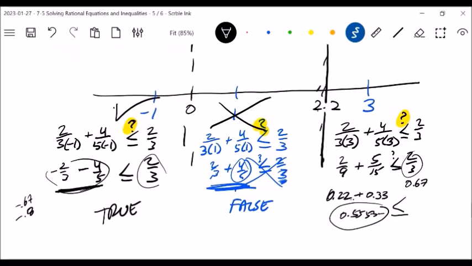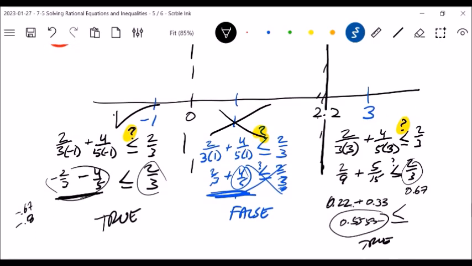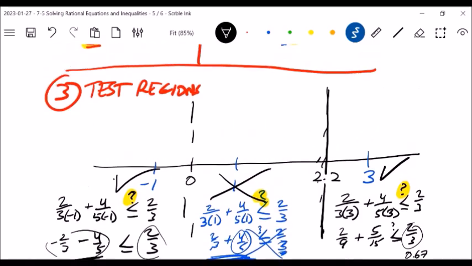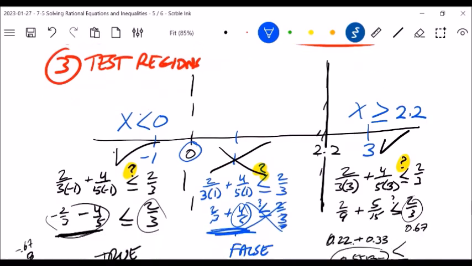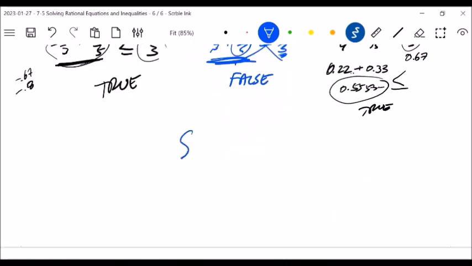So that means that this side is true, that the 2/3 is greater than the left side. And so over here, I'll put a check. So this up here, I now know based on the 0 that the x's that are less than 0 are going to be good ones for this. And the x's that are greater than or equal to 2.2 are correct as well. So the way we show this is we come down, we put brackets, and we put both of those. I say that x is less than 0, or x is greater than or equal to 2.2.